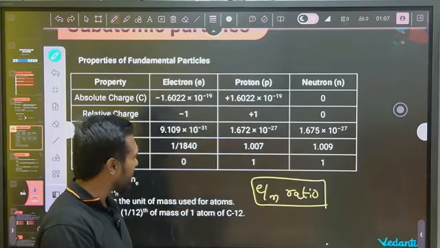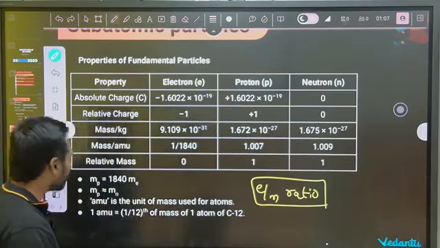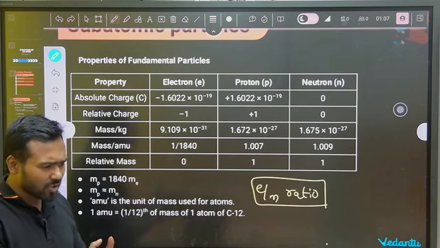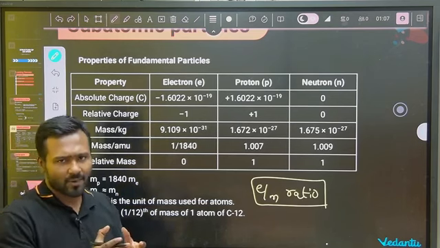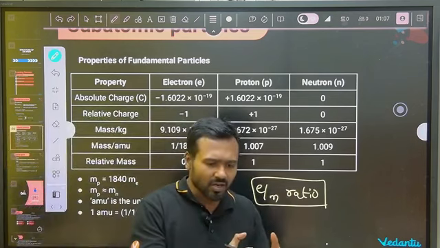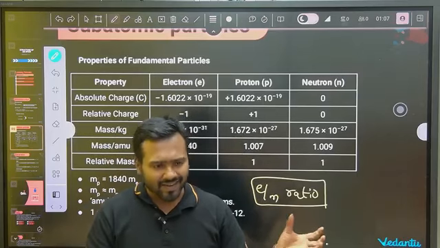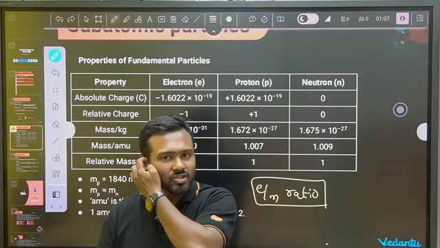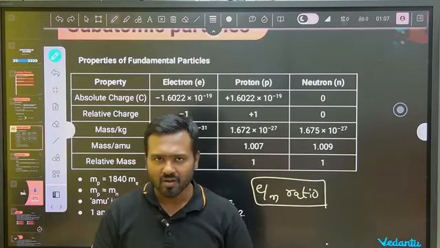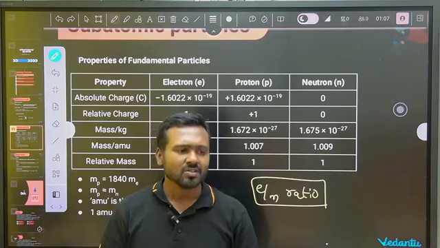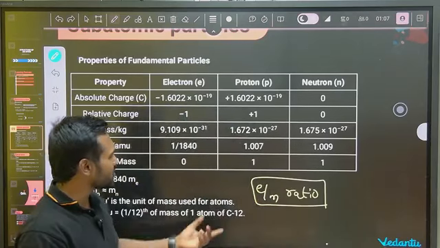So the e by m ratio: if you take these, which one are you going to get more? They will give electron, proton, neutron and alpha particle, and they will ask you to arrange the particles in the increasing order of their e by m ratio, or in the decreasing order. The e by m ratio is the charge to mass ratio.